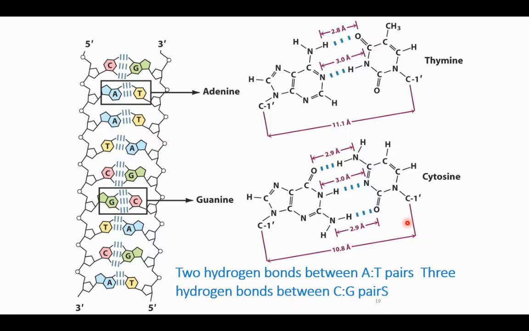Okay, and this is an example of that one. If you look at the distance between carbon number one and carbon number one from the other bases, for the cytosine and guanine it's actually 10.8 angstroms. This is a little bit smaller compared to the adenine and guanine, which is 11.1 angstroms. Although it's just 0.3 angstrom, guys, the ladder starts to curve.